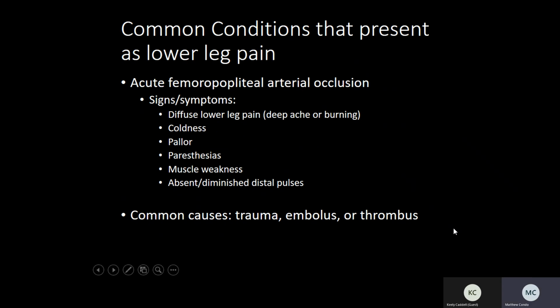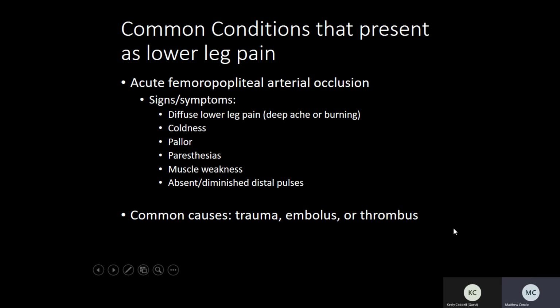Acute femoral popliteal arterial occlusions. What we're going to see here is diffuse lower leg pain. Okay, we're going to see aches, burnings. This one can happen a lot. This one can happen if I have an infarct, such as I fell down and slammed my knee against the ground and it just swelled up a bunch. Right? If I have a lot of exterior swelling, then the blood supply can be compromised, and it's going to show me all the signs and symptoms that I would expect when blood supply is compromised.